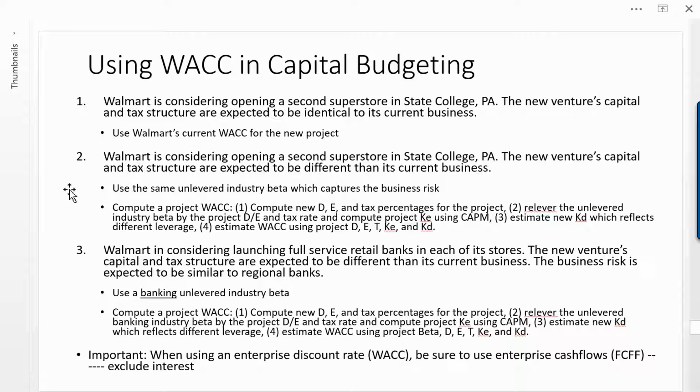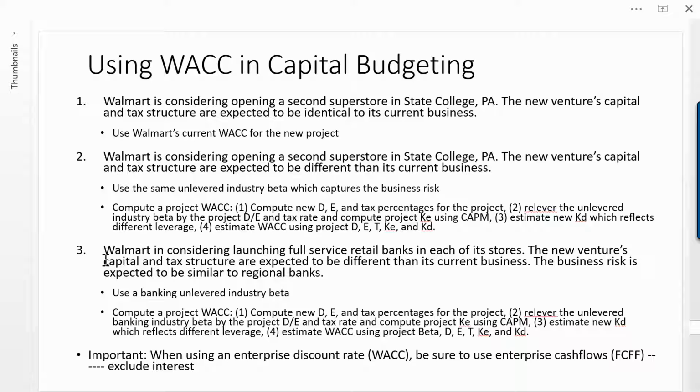However, what this method, the way I've explained it so far, is not good for is what if they want to launch banks in every store? And what if that new venture, they're going to finance it using a different capital structure?